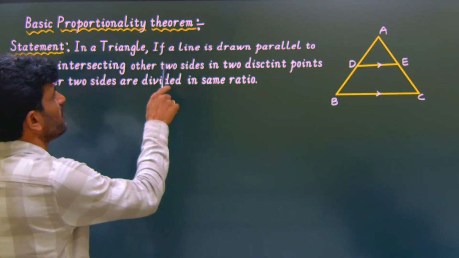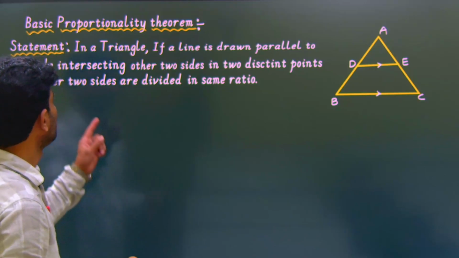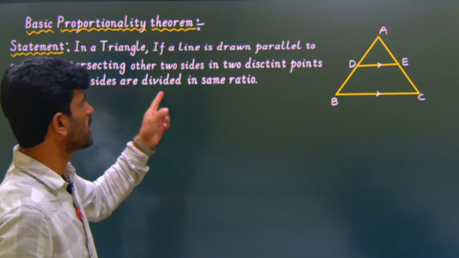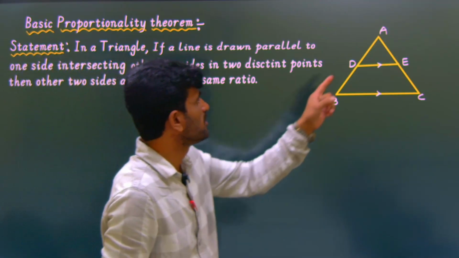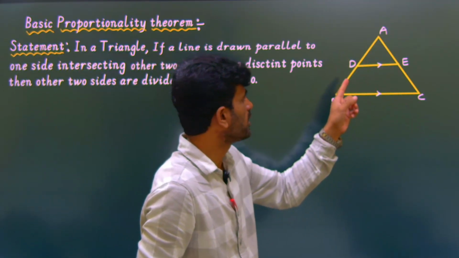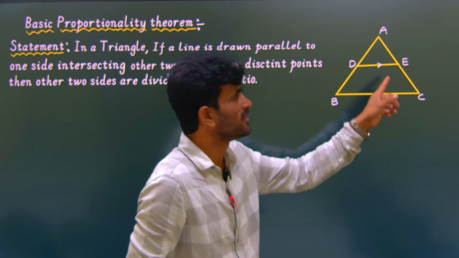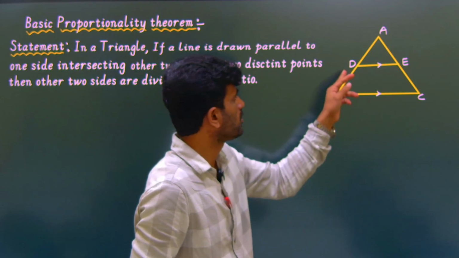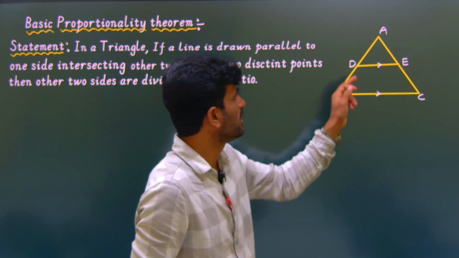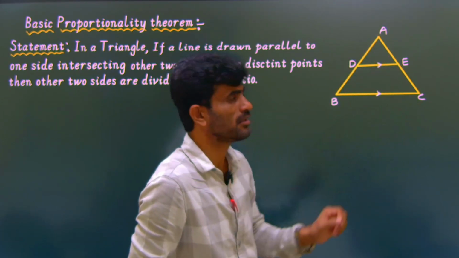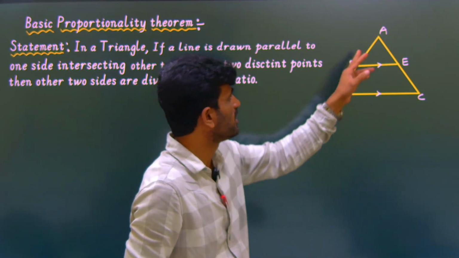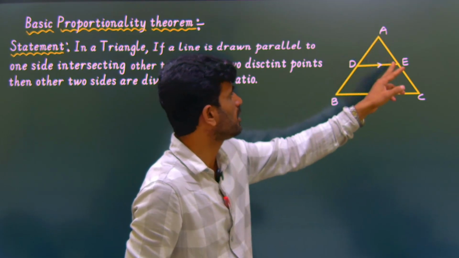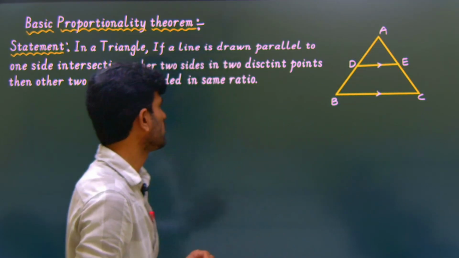In a triangle, if a line is drawn parallel to one side, intersecting the other two sides in two distinct points, then the other two sides are divided in the same ratio. What it means: in a triangle, if we draw a line parallel to one side, then that line divides the other two sides in the same ratio. So now here DE is parallel to BC, then DE divides AB and AC in the same ratio. That means AD by DB is equal to AE by EC. So that is the theorem.